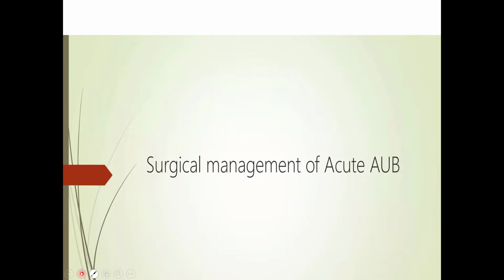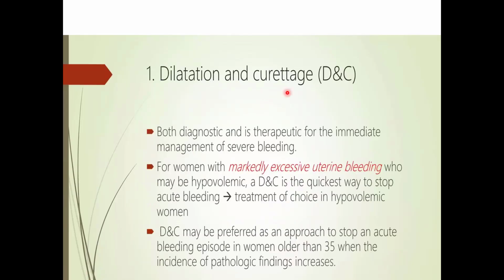Surgical management of acute AUB. Dilation and curettage, both diagnostic and therapeutic, for the immediate management of severe bleeding. For women with mildly excessive uterine bleeding who may be hypovolemic, dilation and curettage is the quickest way to stop acute bleeding. Treatment of choice in hypovolemic women. Dilation and curettage may be preferred as an approach to stop an acute bleeding episode in a woman older than 35, when the incidence of pathologic findings increases.